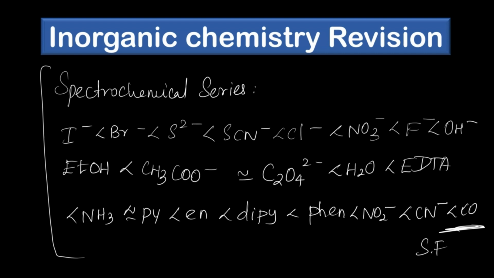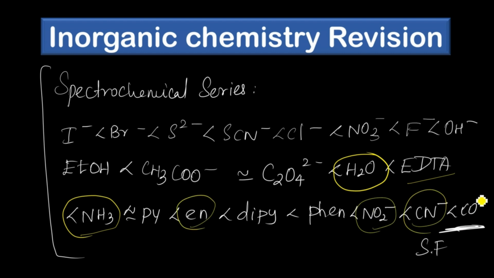Mostly the questions can be asked from certain ligands, which I can tell you. Halogens, all those are weak field. Then H2O, neutral. EDTA strong, amine strong, en strong, nitro strong, cyano strong, carbonyl strong. Other than this, just look into halogens, those are weak. SCN is also weak. These are the important ligands you can expect questions from.